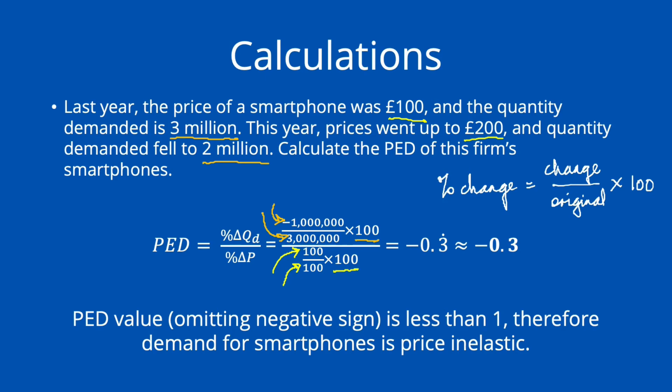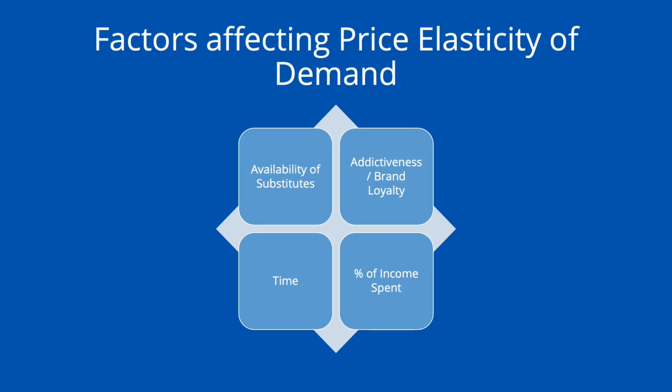Putting this into a calculator, we end up with a value of minus 0.3 recurring, which we can round down to the final answer of minus 0.3. As the PED value without the negative sign is less than 1, we can infer that the demand for these smartphones is price inelastic.